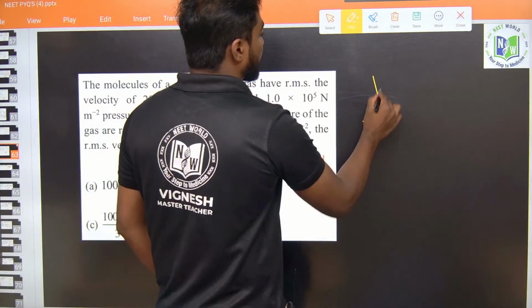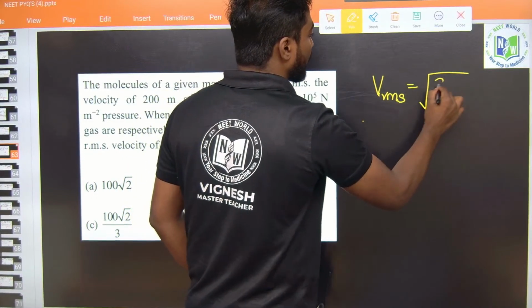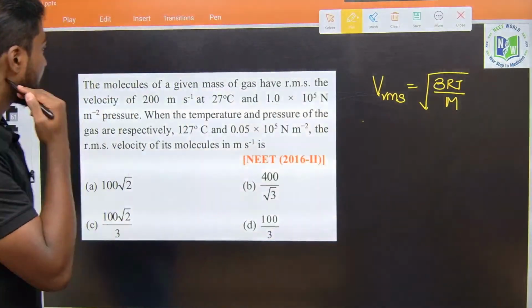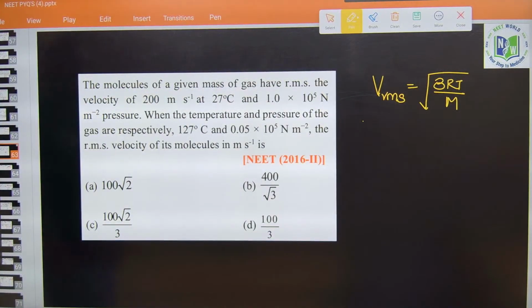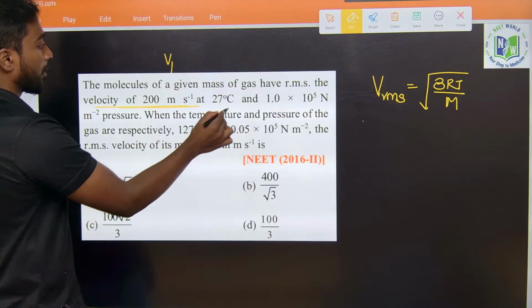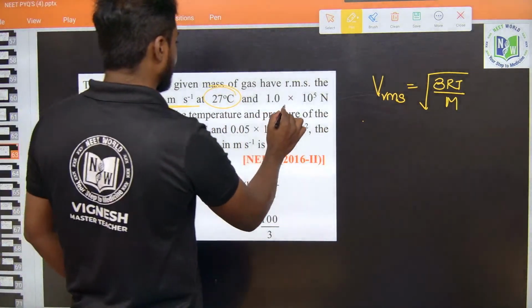So Vrms is equal to the square root of 3RT by M. Okay. Now what are the things given here? Velocity is given, right? First V1 is given and temperature is given. So the pressure is given.